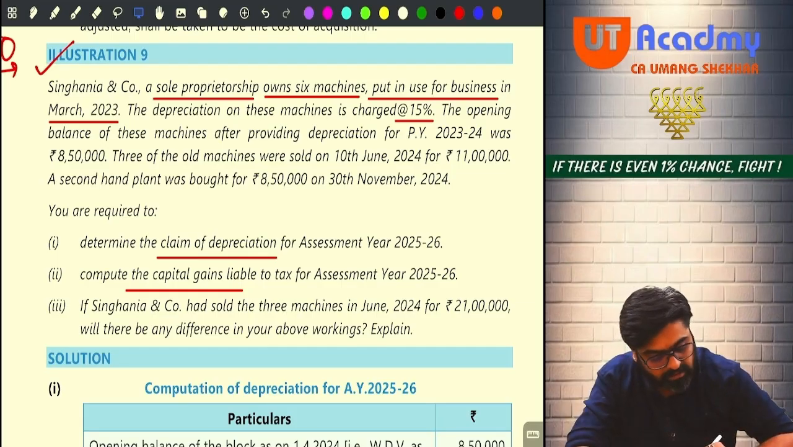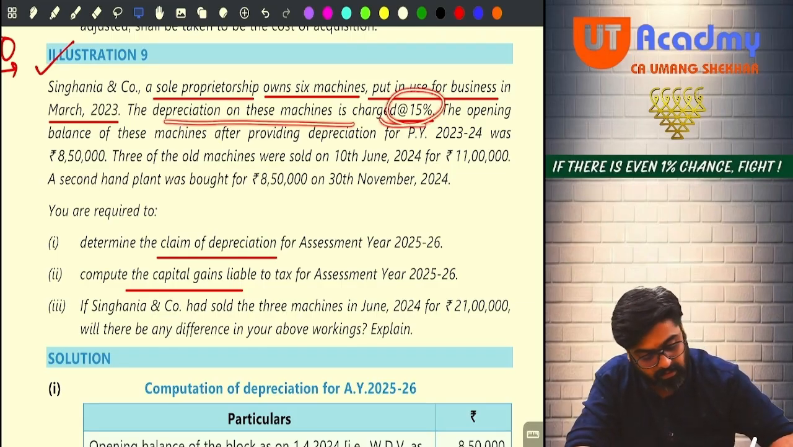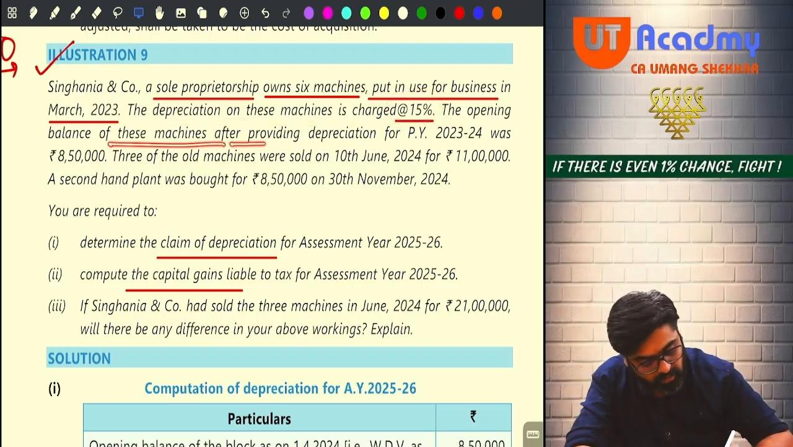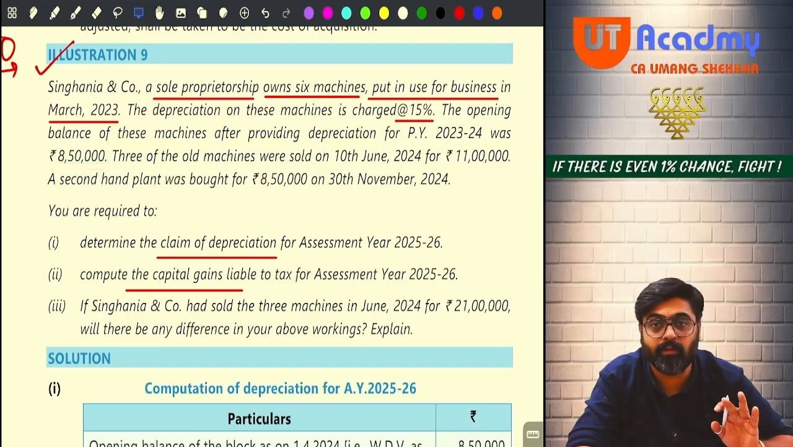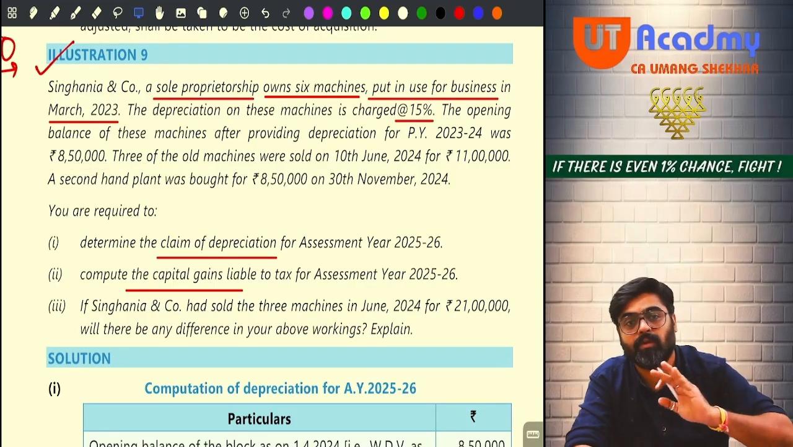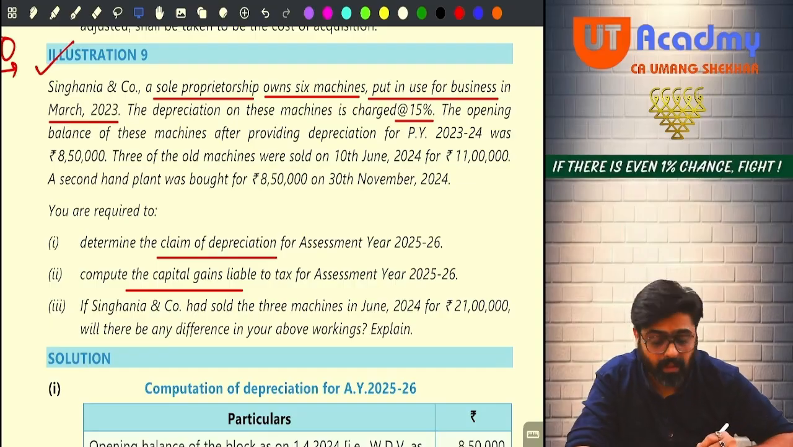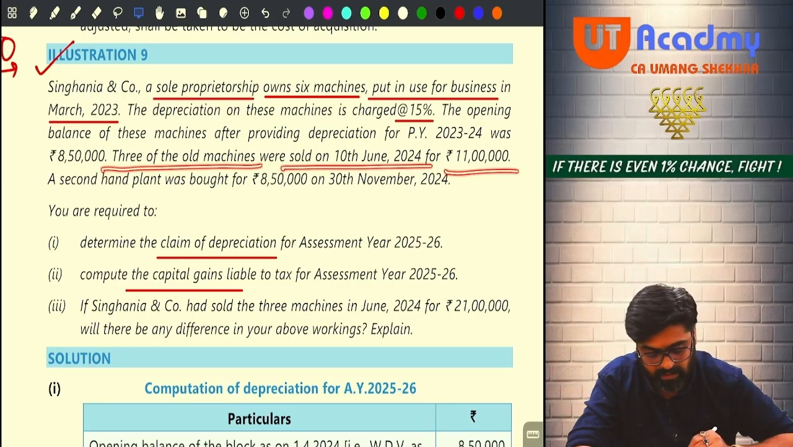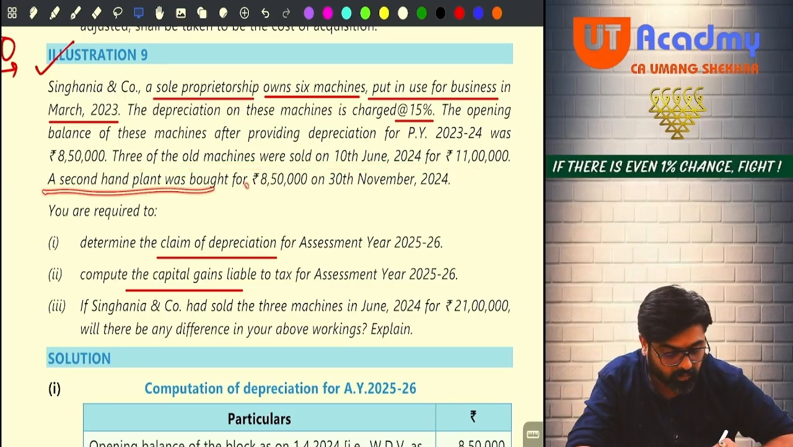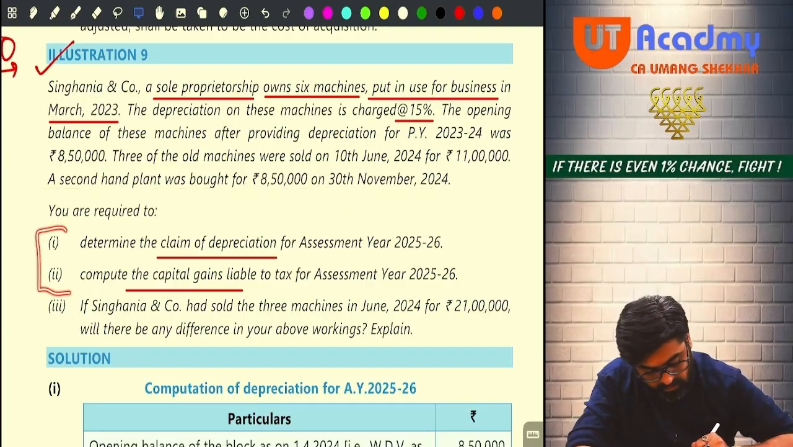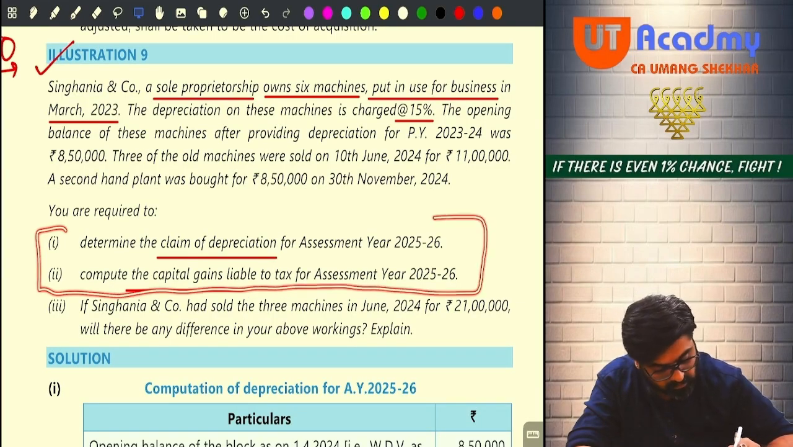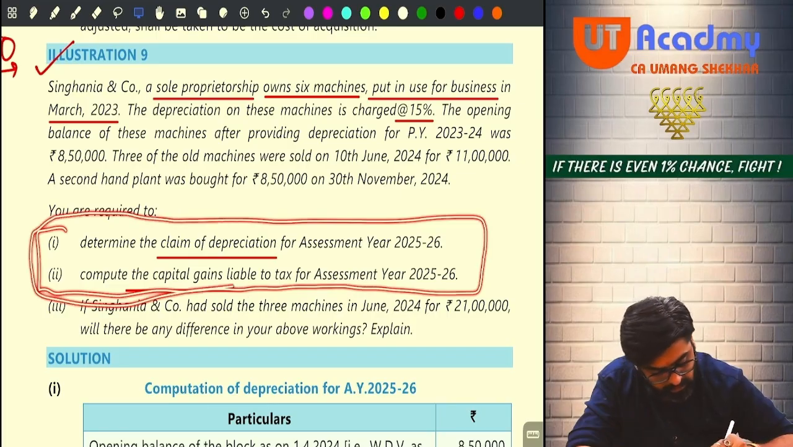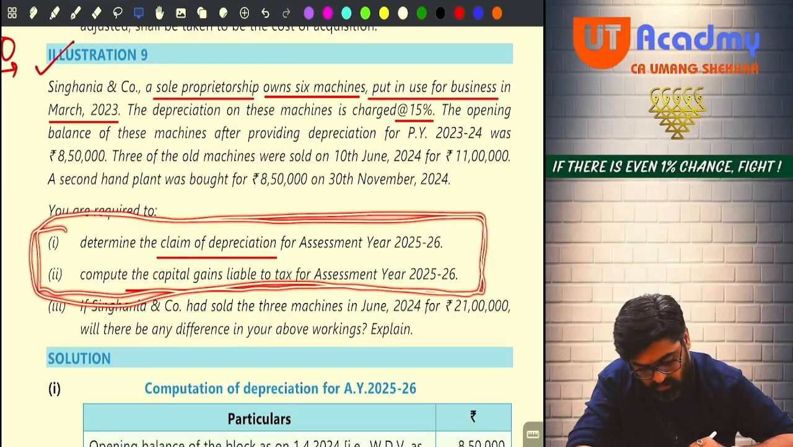The depreciation on these machines is charged at 15%. The opening balance of these machines after providing depreciation for last year was 850. This is the opening WDV of this year, the closing WDV for last year. Now, 3 of the old machines were sold on 10th June 2024 for 11 lakhs. A second-hand plant was bought for 850 on 30th November 2024. Determine the claim of depreciation for this assessment year and determine the capital gain liable to tax in this year.